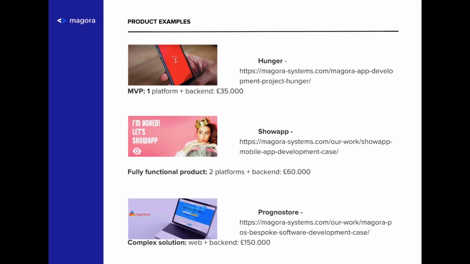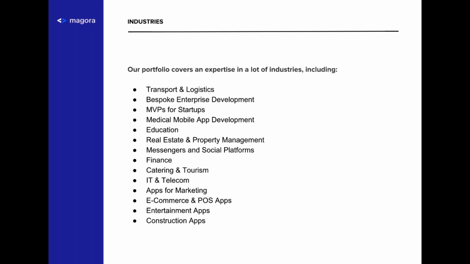Three very different products there, each with their own complexities and their own niche and what they need to achieve. But with all the things I've mentioned previously, we managed to work with these companies and build really good products. The industries that we have expertise in: I should have mentioned Magora's done over 600 projects since we started 8 years ago. It's transport and logistics, enterprise level development, MVPs for startups, medical, mobile app development, education, real estate, social media.